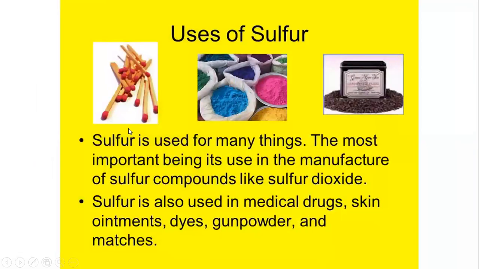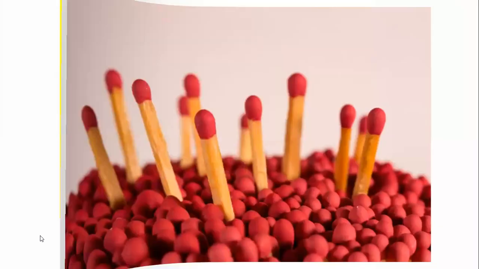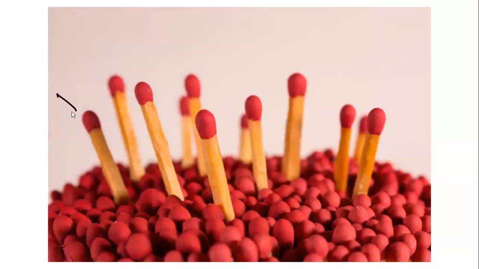You can see this is very interesting. Sulfur is used in many things. Most important is the manufacturing of sulfur compounds, sulfur dioxide, medical drugs. Can you see what is the first diagram here? Matchstick. This head of the matchstick contains what? Sulfur. Even dyes, the second diagram, it represents dyes here. This contains sulfur.